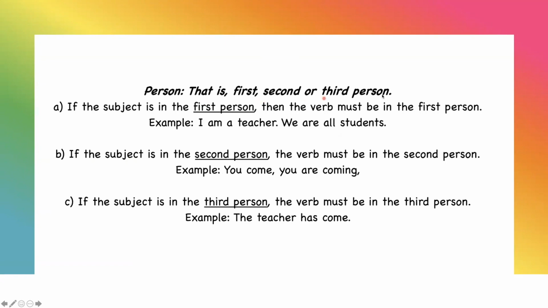Person: first, second, or third person. If the subject is in the first person, the verb has to be in the first person. I am a teacher. We are all students. If the subject is in the second person, the verb must be in the second person. You come, you are coming. If the subject is in the third person, the verb must be in the third person. The teacher has come.